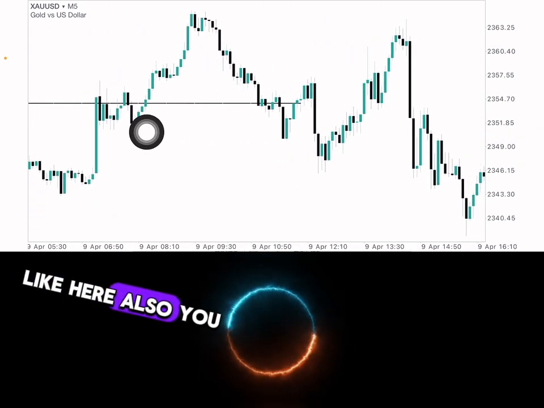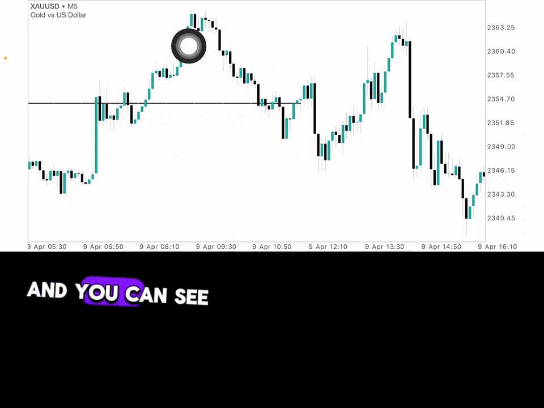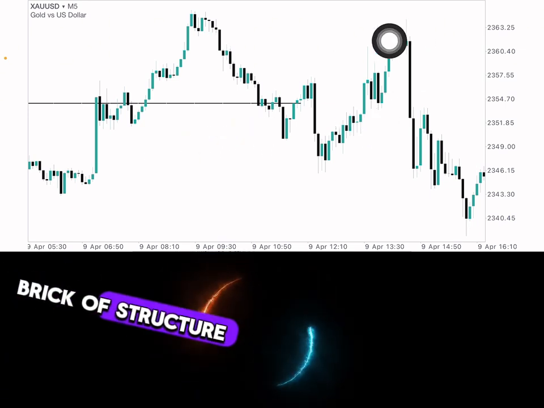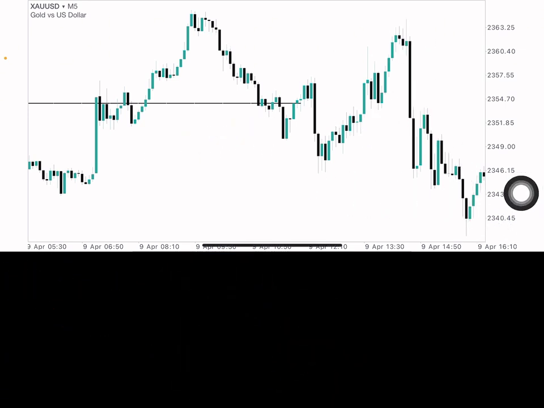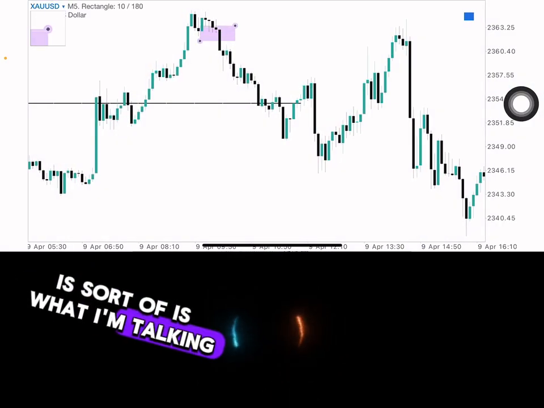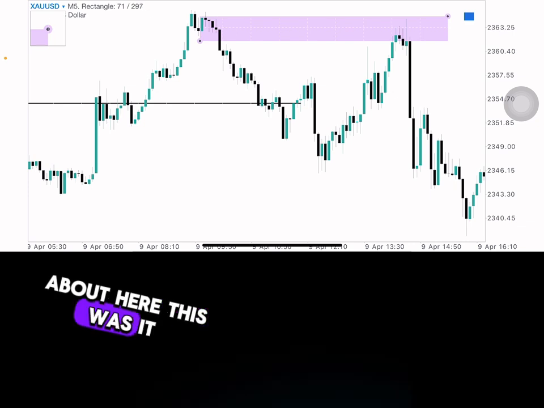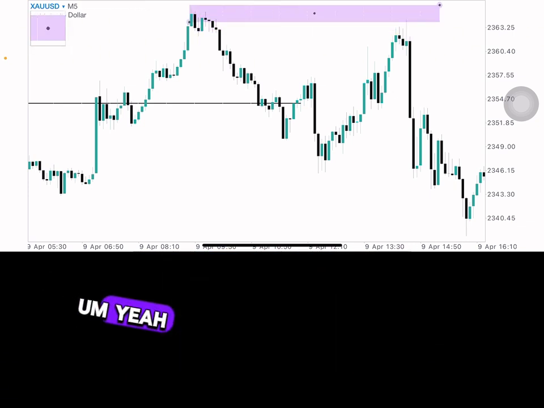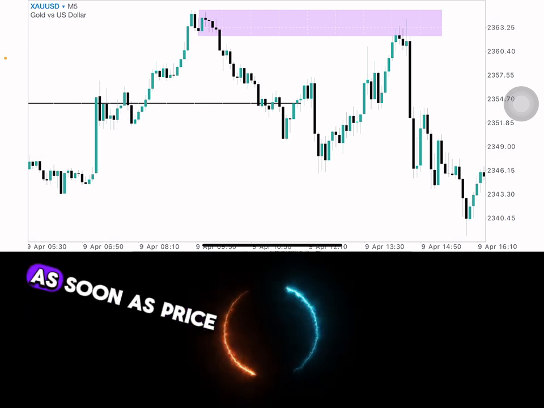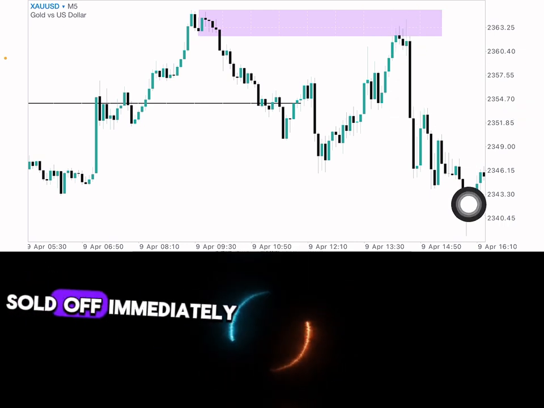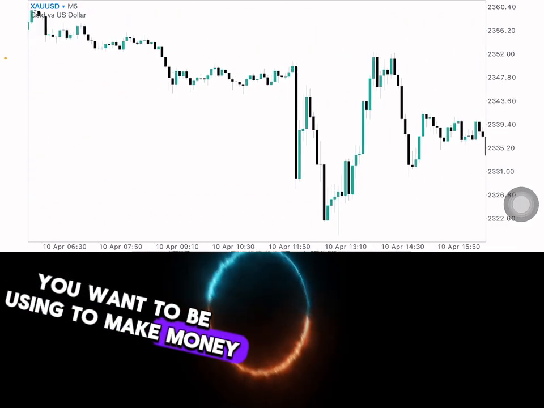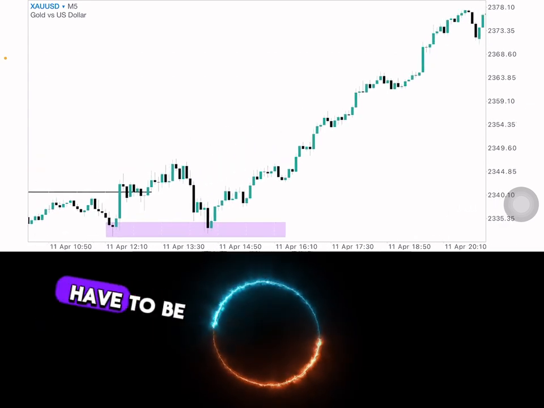Here also you can see where structure got broken, and you can see the move here. This is where the move that got the break of structure started. See, price went back and boom, it sold off. This is where you have the order block, and as soon as price got there, you can see it sold off immediately. This is what you want to be using to make money from the market. It's as simple as that. It doesn't have to be complicated.